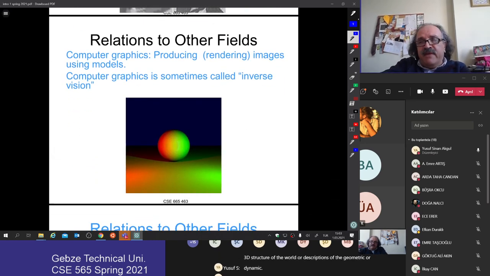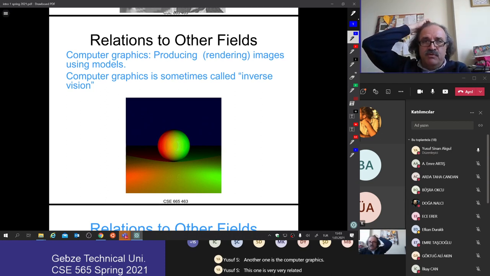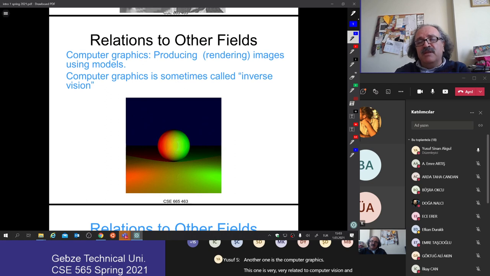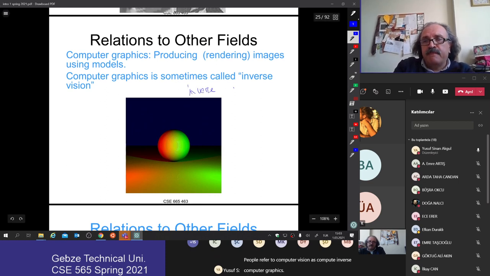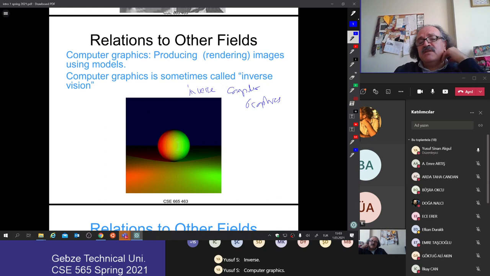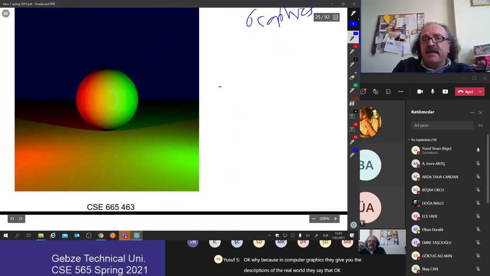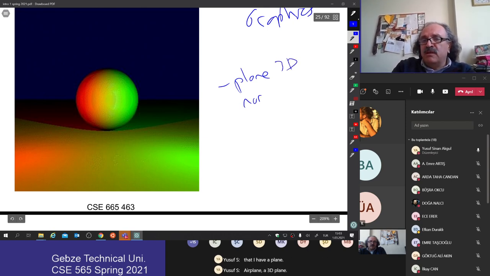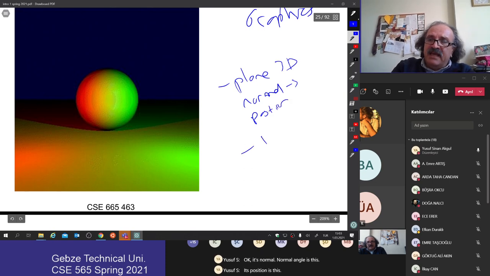Another one is computer graphics. This one is very, very related to computer vision, and sometimes people refer to computer vision as inverse computer graphics. Why? Because in computer graphics, they give you the descriptions of the real world. They say that I have a 3D plane, its normal angle is this, its position is this, and then I have a ball, its size is this, and I have two light sources with this color, and etc.